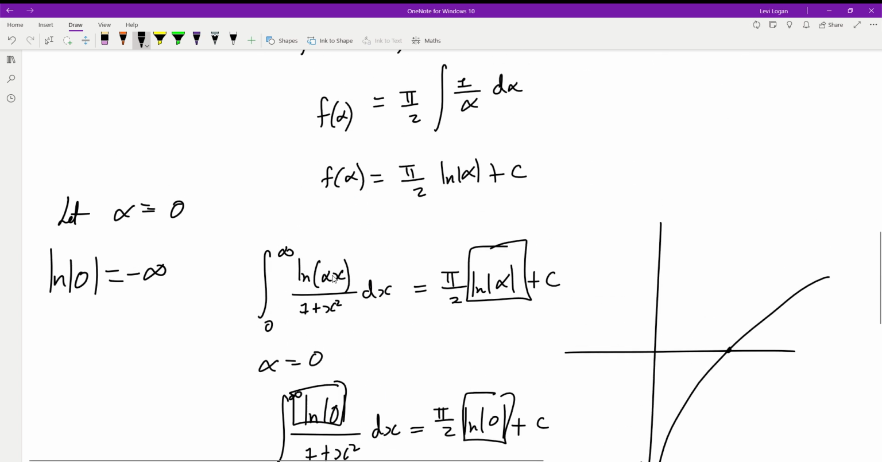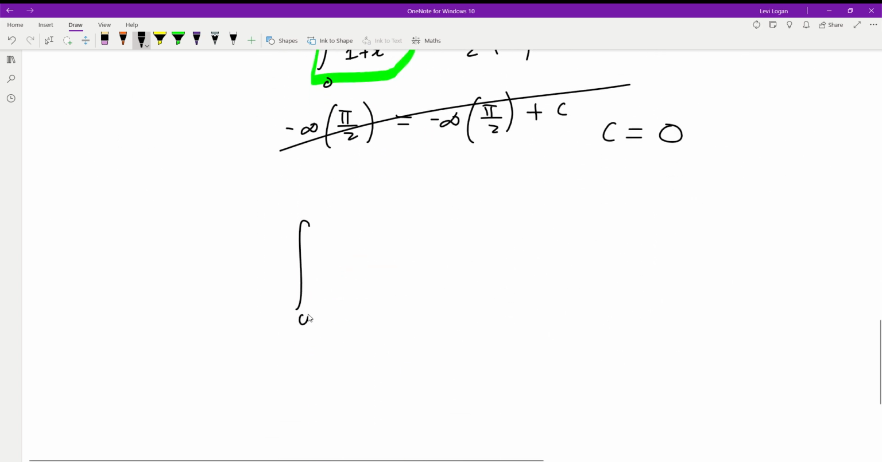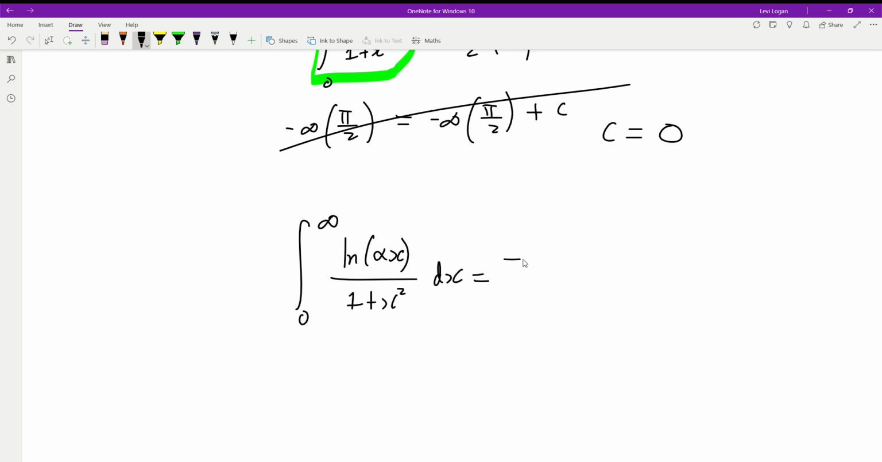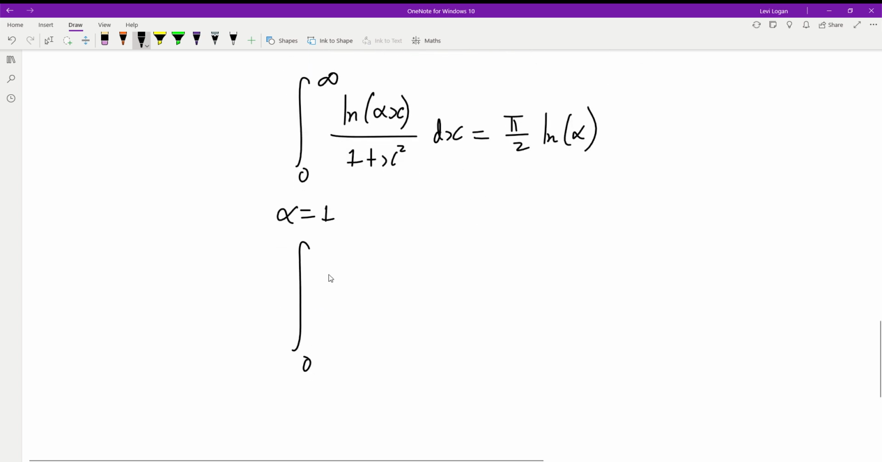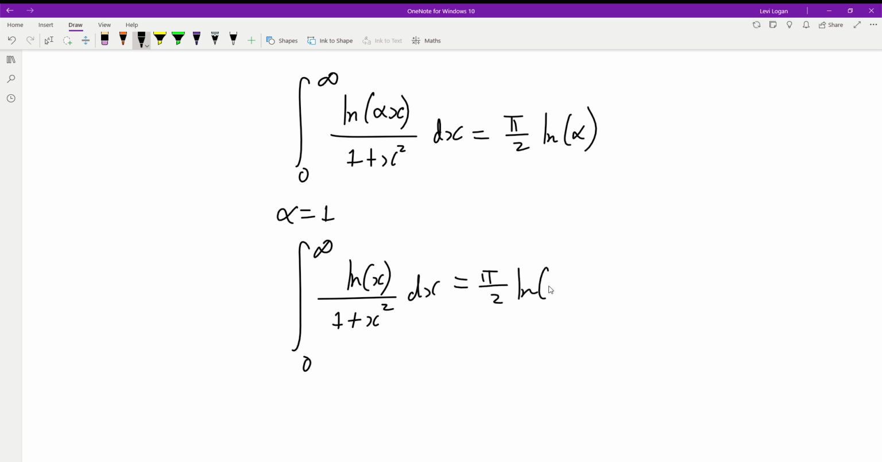So in our original equation up here, the integral from 0 to infinity of natural log of alpha x on 1 plus x squared dx is going to be equal to pi on 2 natural log of alpha. Okay, so our original integral was when alpha equals 1, so you put in alpha equals 1 and we get this integral here. So the integral from 0 to infinity of natural log of x on 1 plus x squared dx equals pi on 2 times log of 1. Log of 1 is 0, so this is 0.